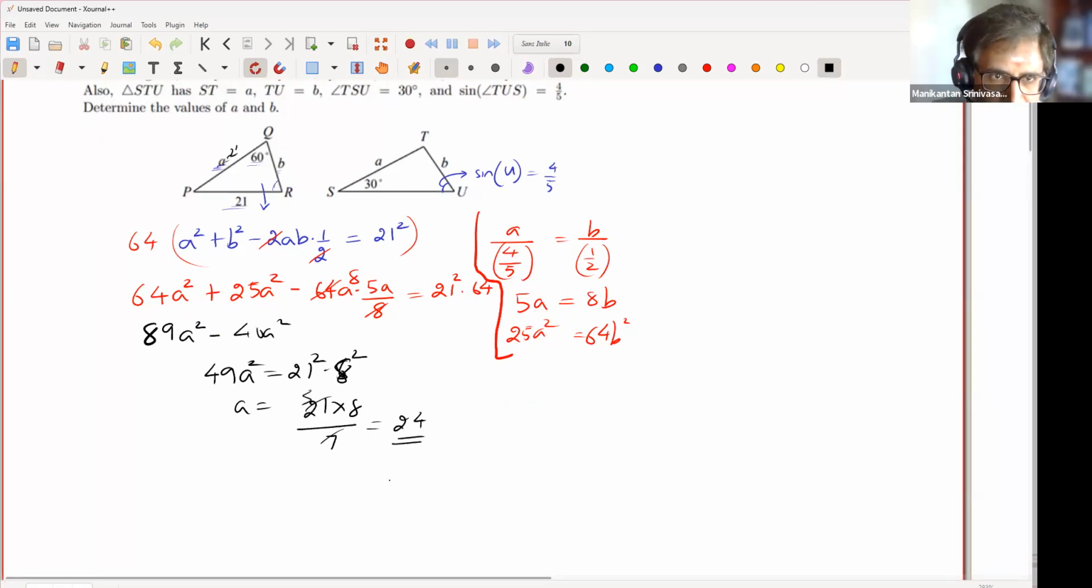This seems reasonable, reasonably drawn to scale, right? So 21, 24 seems fine. And then B would be 5/8 of that, right? 5 by 8 into 24, which is 15. So 24 and 15. Okay.